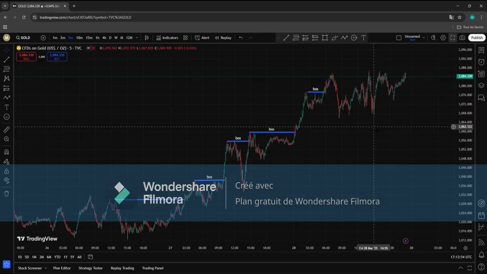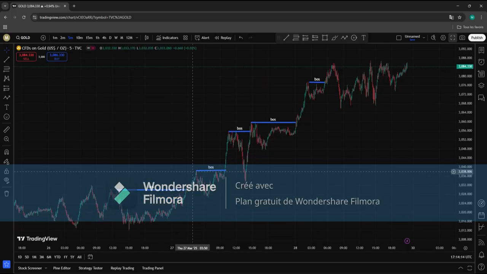We go to the structure. Let's start. First, what is the structure? We have two structures: a bearish structure and a bullish structure. A bullish structure is the equal high, the higher high and the higher low. And the bearish structure is the lower high and the lower low.